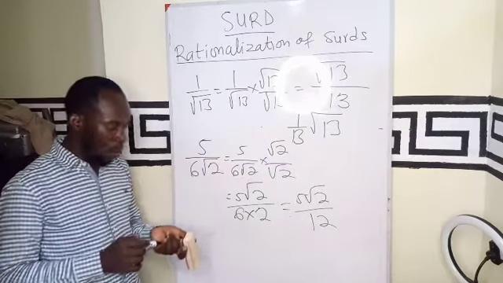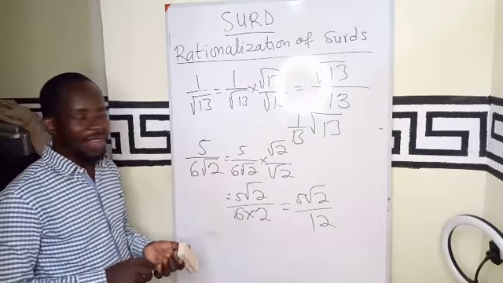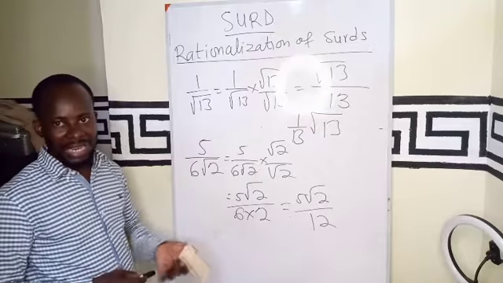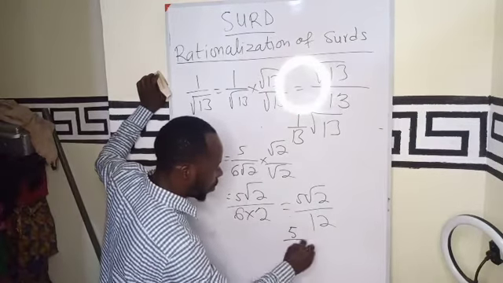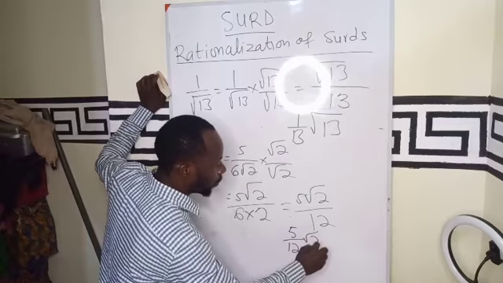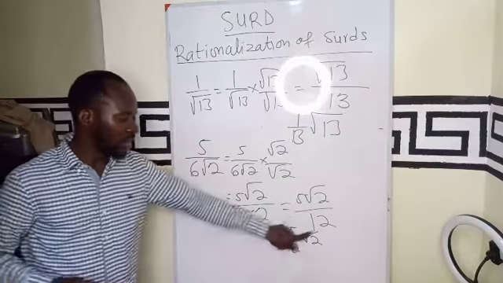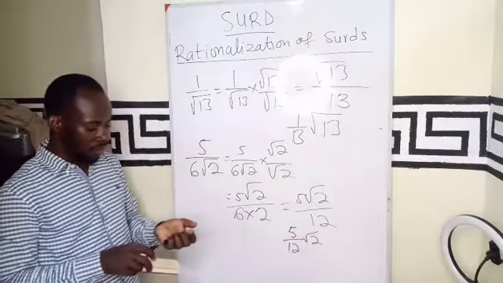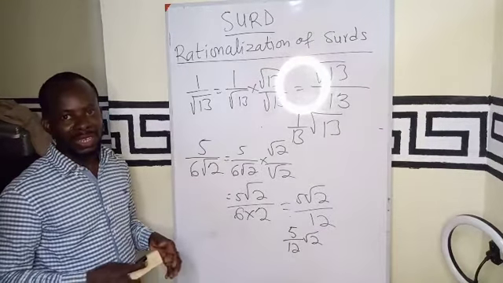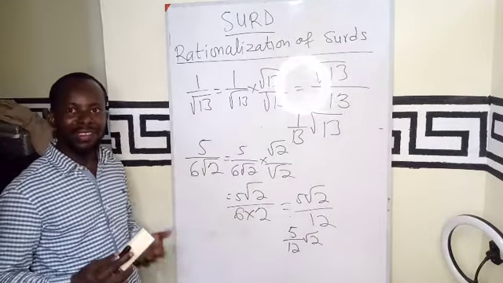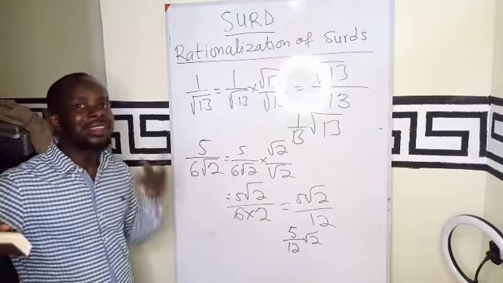Since there is no common factor for 5 and 12, we leave it like this, or we rewrite it as 5 on 12 root of what? 2 as our final answer. Alright, so this is what we do under rationalization. This is where the denominator is only a singular set.